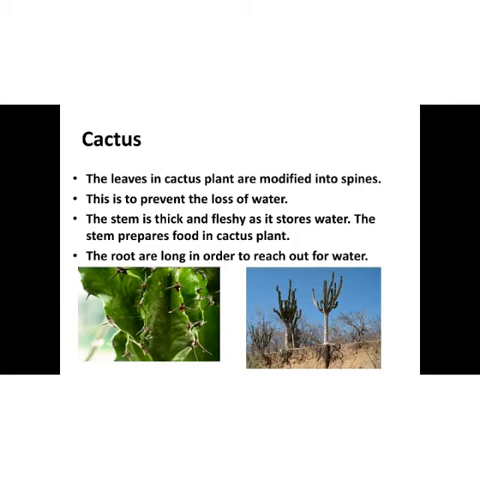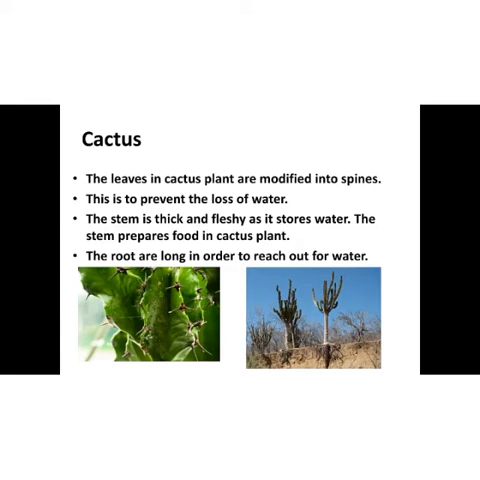Now, if there is no leaf, how does the plant cook food? We know that plants need leaves for making food. So what about a cactus plant? Where does it cook its food? It is the stem that prepares the food in cactus. The stem is thick and fleshy as it stores water. Also, it is green in color. So, the stem cooks food for cactus plant.